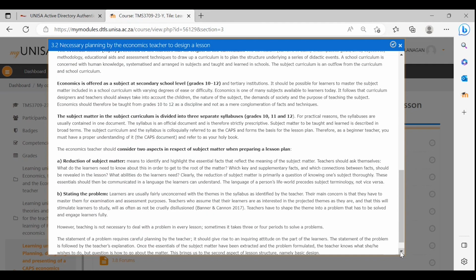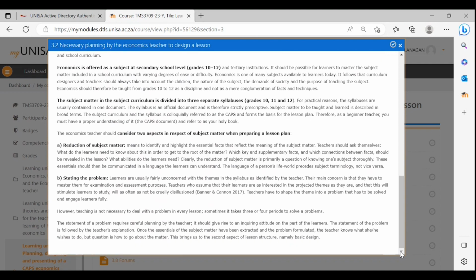It further goes on to say the economics teacher should consider 2 aspects in respect of subject matter when preparing a lesson plan. First of all, the subject matter must be reduced. Teachers should ask themselves, what do learners need to know in order to get to the root of this matter? Clearly, the reduction of subject matter is primarily a question of knowing one's subject thoroughly. These essentials should then be communicated in a language the learners can understand.